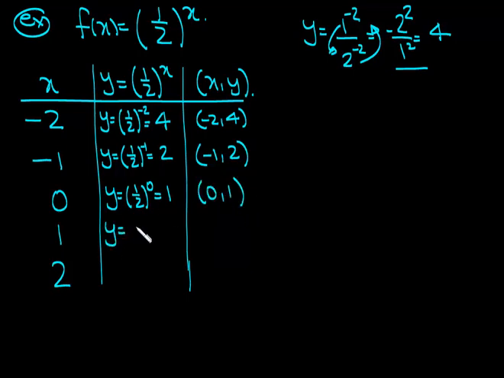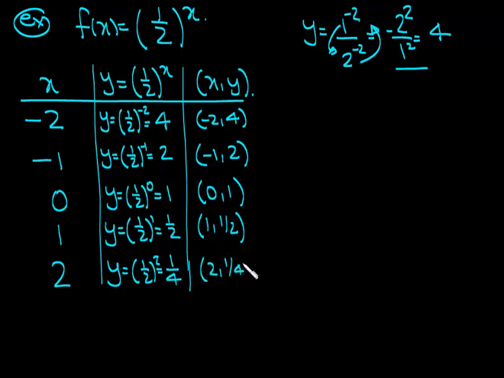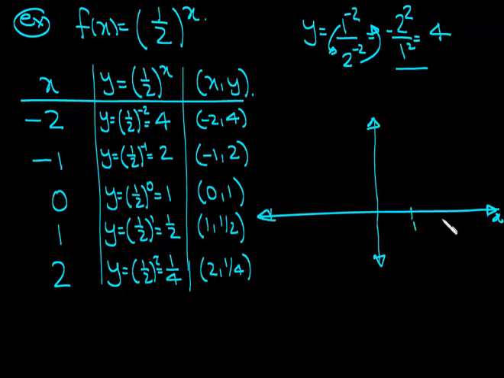When x is 1, we get 1/2 to the 1, which is just 1/2. And when x is 2, we get 1/2 to the 2, which is 1 squared is 1, 2 squared is 4. So we get this. These numbers look a lot similar to the last graph, and they are, because now what happens? We have 1, 2, minus 1, minus 2.